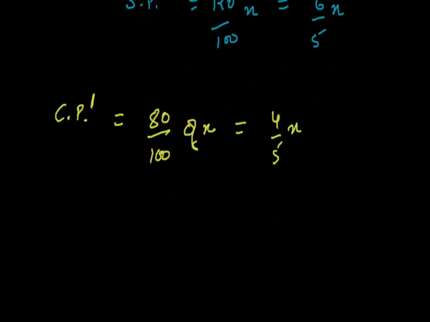Now if he would have sold it for rupees 75 less, that means the initial selling price was 6 upon 5 x, and the new selling price, that is SP dash, will be 6 upon 5 x minus 75. We have reduced 75 from 6 upon 5 x. Now it is given that on doing so he would gain 25%.